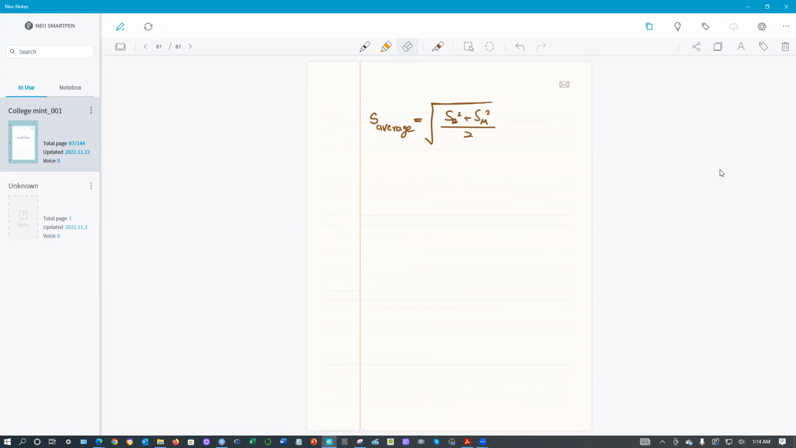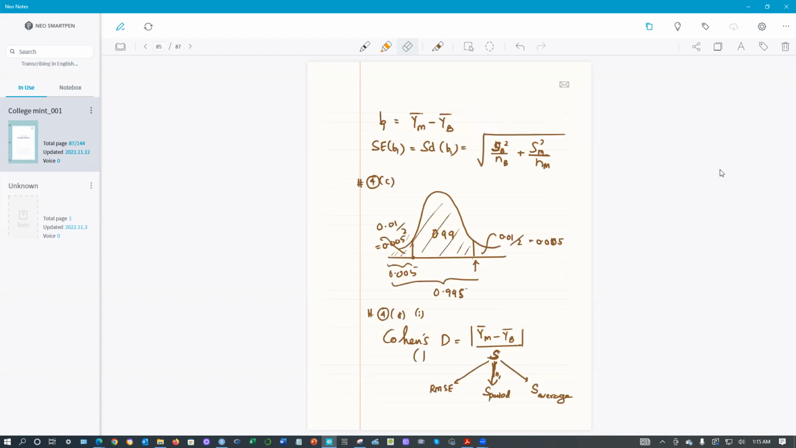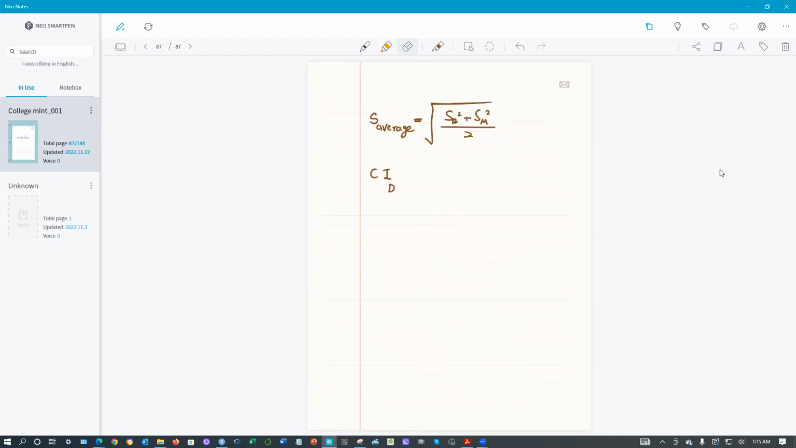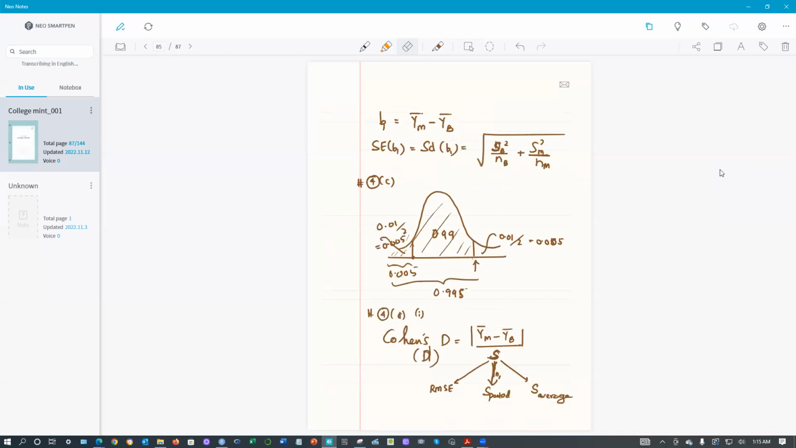Now, if you write the confidence interval for Cohen's D, I'm going to call it Cohen's d. The confidence interval for d is simply d minus the margin of error, d plus the margin of error, which is some multiple of the standard error of d. I'm going to say simple d this way.